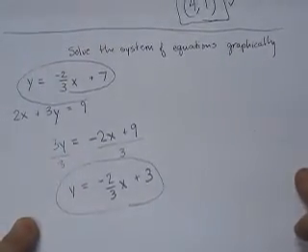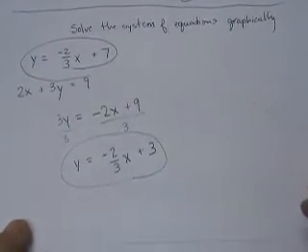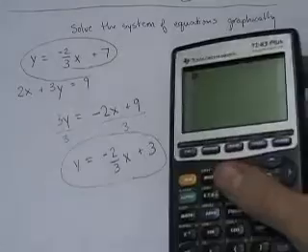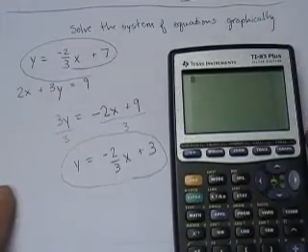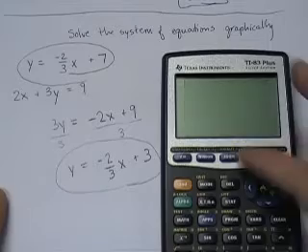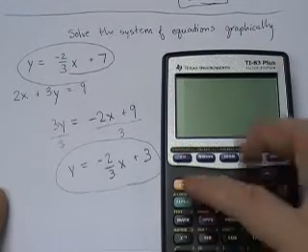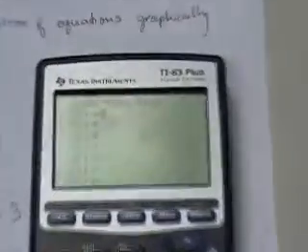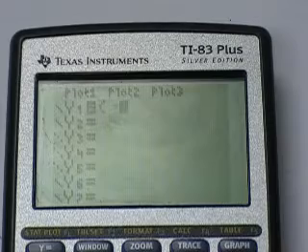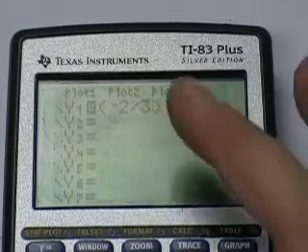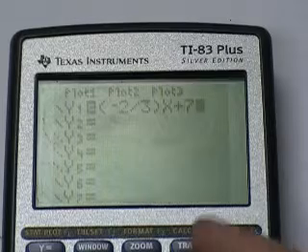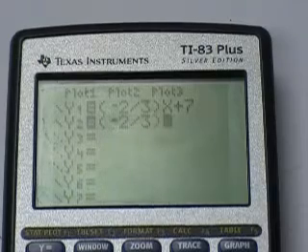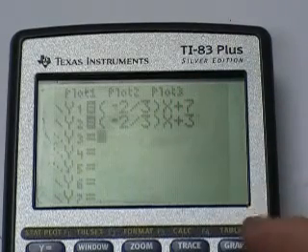And I want to put these two into my graphing calculator and see what the solution to the system of equations is. So I'm going to bring on my graphing calculator, and we're going to go to y equals, and we're going to type in our two equations. So the first equation is going to be negative 2/3 x plus 7. The second equation will be negative 2/3 x plus 3.